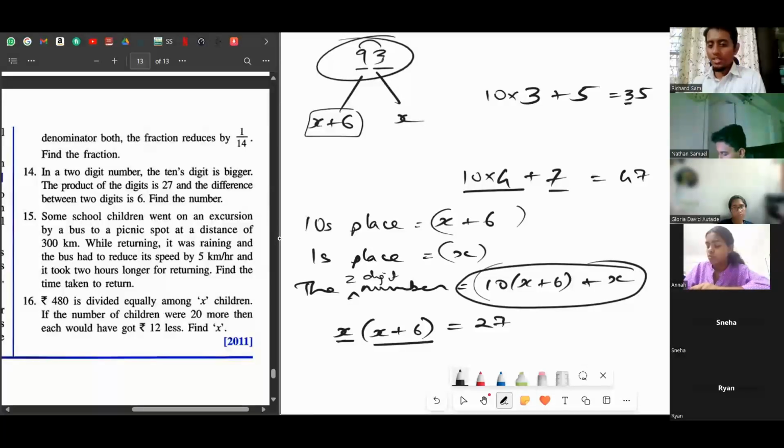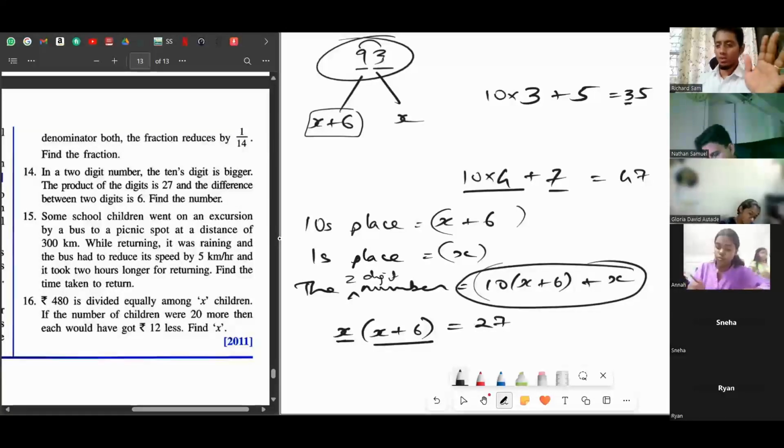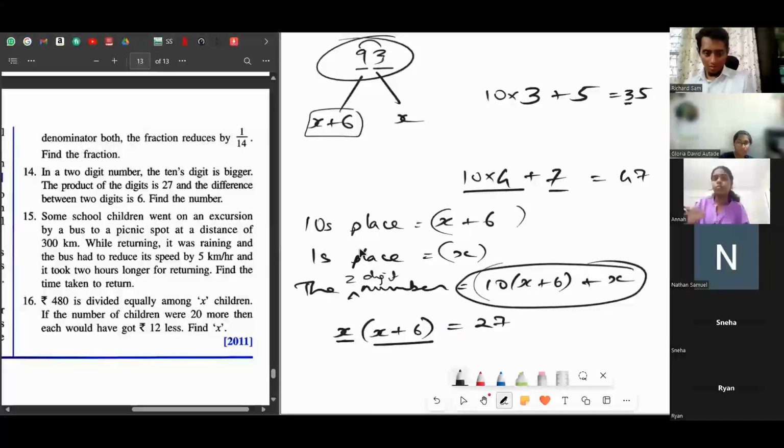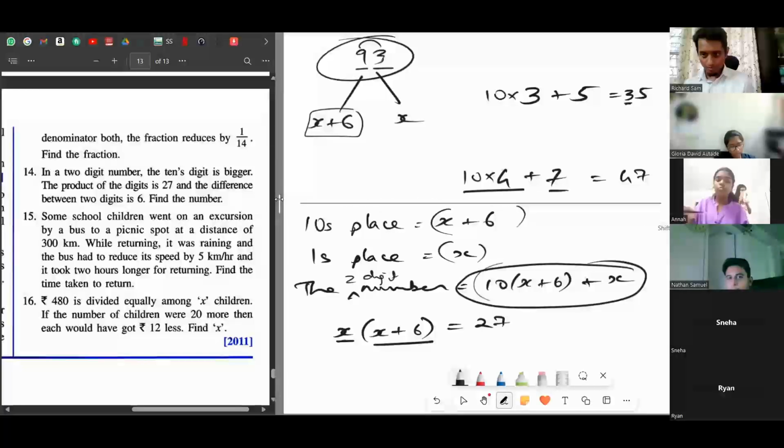Okay, the important thing here, what you learned new, is the two-digit number. How do you represent the two-digit number? Okay, there are some more number problems like this where you have a two-digit number. I'll give you one more question. Okay, just write this much down first. What you actually need is only this much for the question.